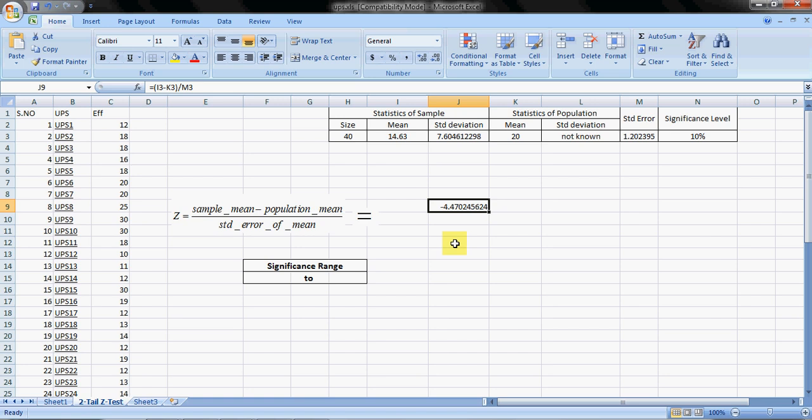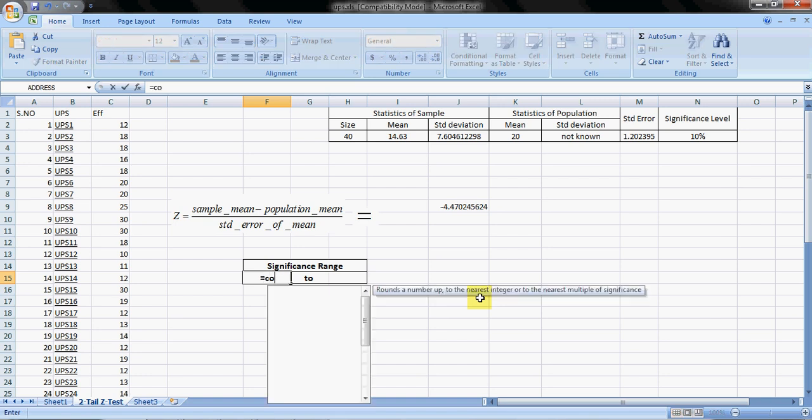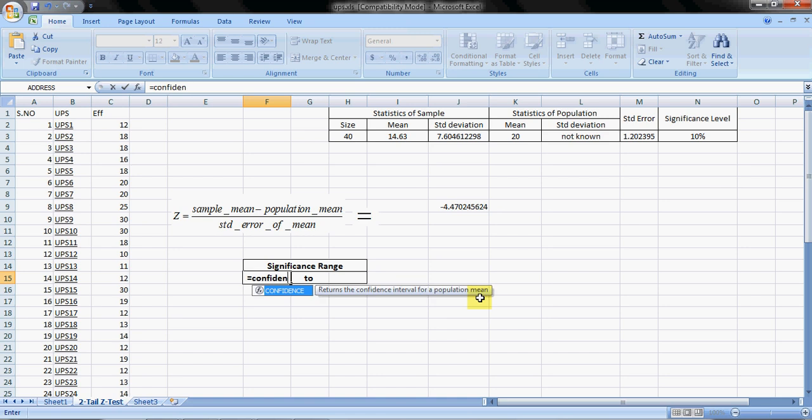Now let us check whether our computed value of the z-test falls in the acceptance region of a normal distribution or not. To compute the intervals, we can find the values of the interval at the 10% significance level. So here you can use a formula equal to CONFIDENCE. Now you can see the help of this formula, that is CONFIDENCE. You get alpha. Alpha is the significance level, so simply check over here. You can get the value from N3. We are taking this into this formula.